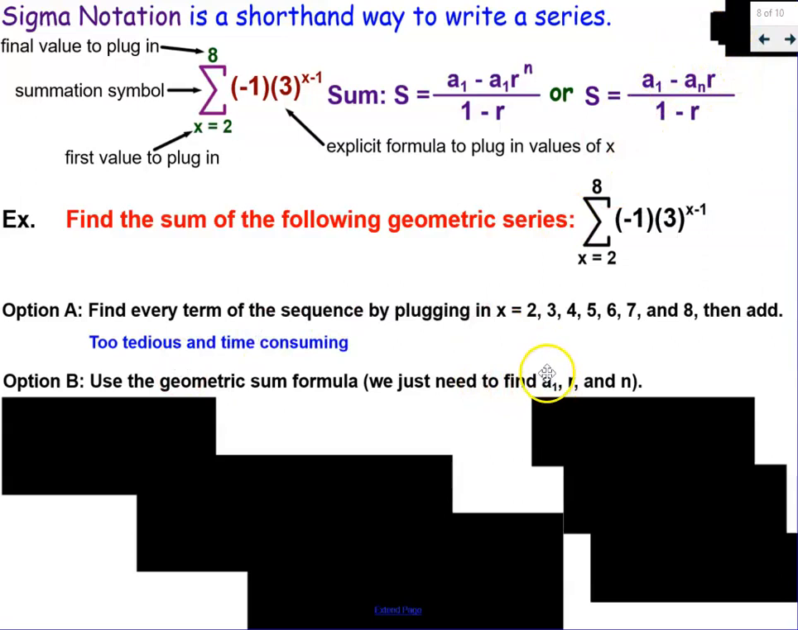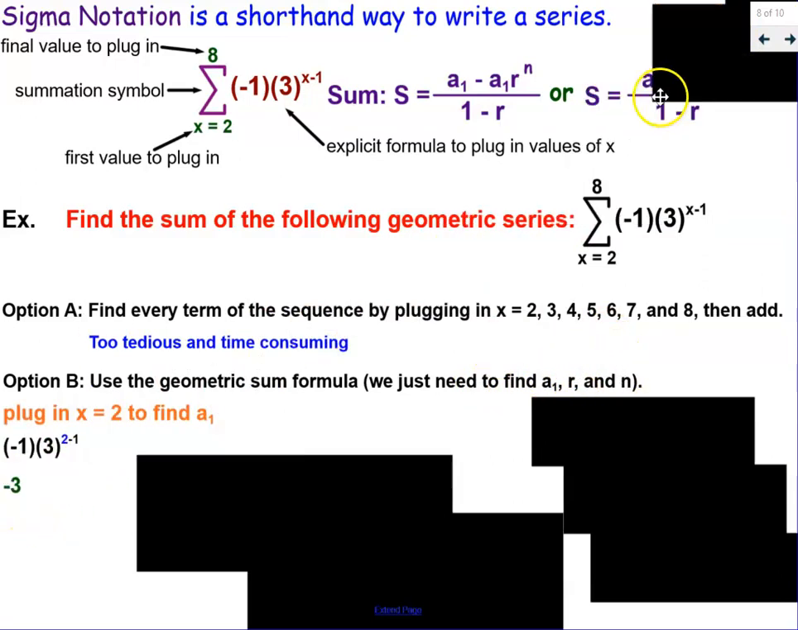Let's just find the first term, the common ratio r, and the number of terms. So the first term is easy. You just plug in the bottom number 2 for x. So it would be -1 times 3 to the 2 minus 1. Well, 2 minus 1 is 1. 3 to the first power is 3. -1 times 3 is -3. I found my first term.